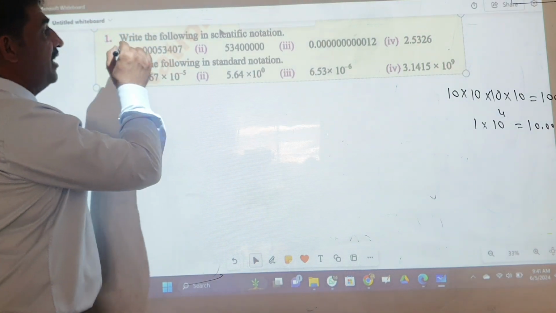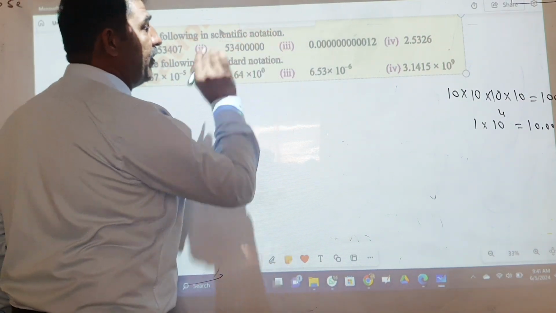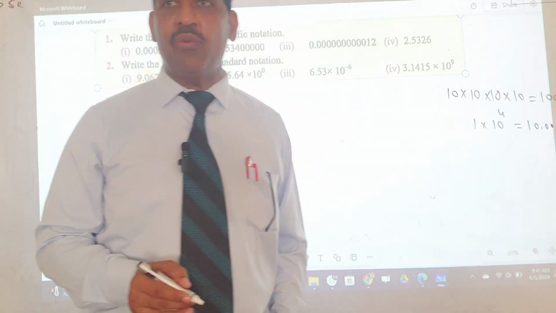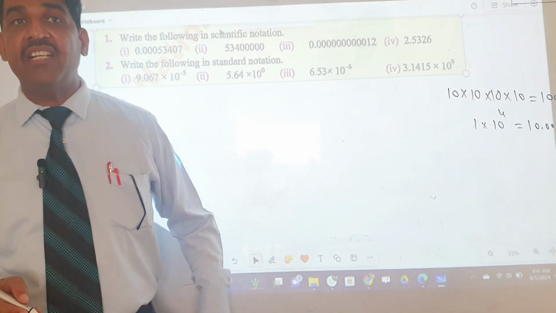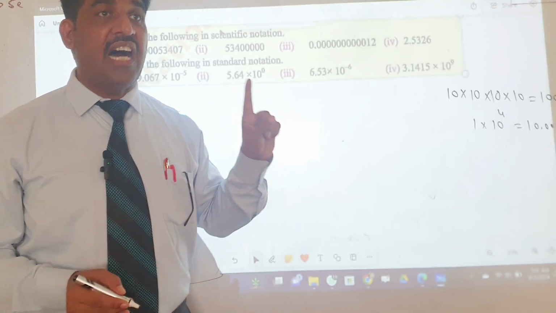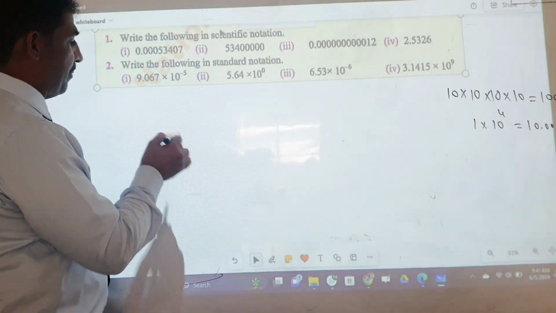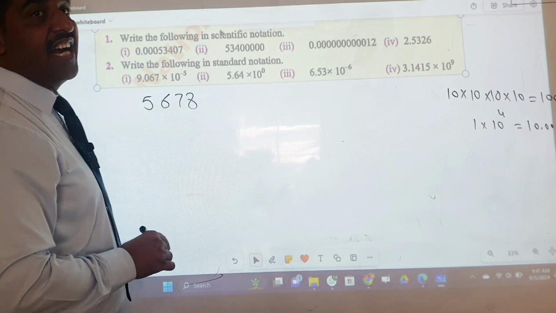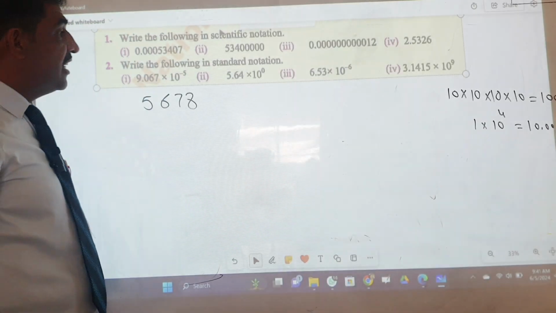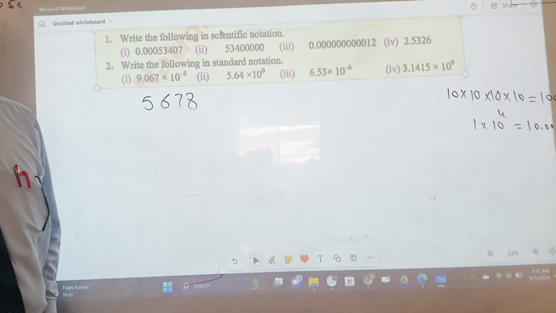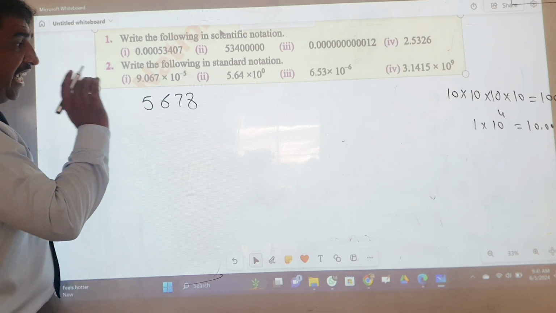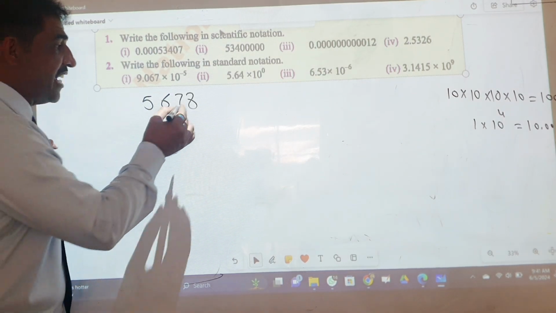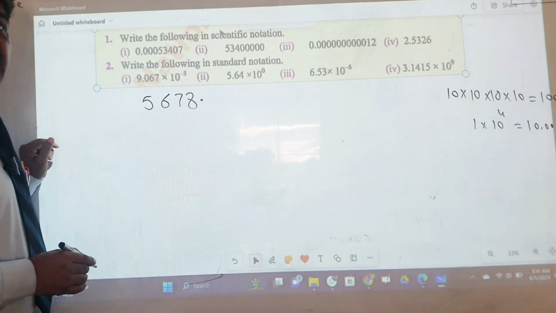So here he said, write the following in scientific notation. So here the decimal point we have to move. In scientific notation, the compulsory thing is that from the left hand side, the first non-zero digit. For example, if I am writing here 5678, he said write in the scientific notation form. How to write in the scientific notation? If there is no decimal point, then its decimal is at the last.